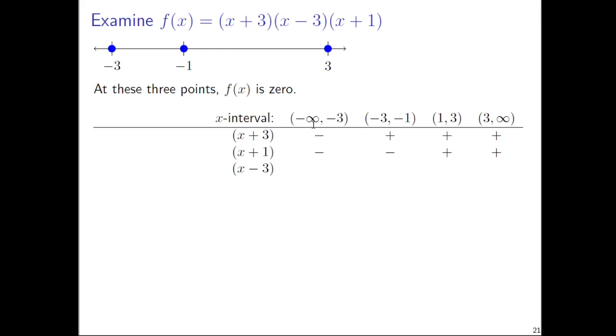Pick an x value between negative infinity and negative 3, like negative 100. So negative 100 minus 3 is negative 103, which is a negative number. Pick an x value between negative 3 and negative 1, like x equals negative 2. So we have negative 2 minus 3, which is negative 5.